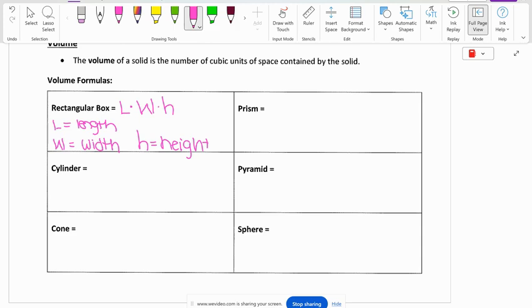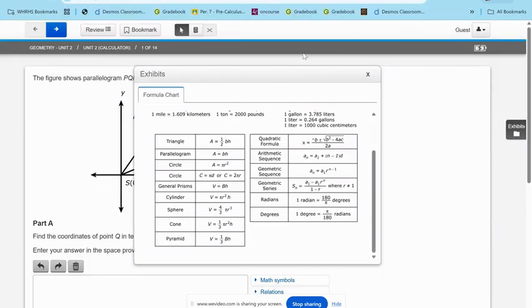Okay, to find the volume of any prism, it's going to be this capital letter B times H. Just to show you, right here, general prism, volume equals capital B times H. Same formula.